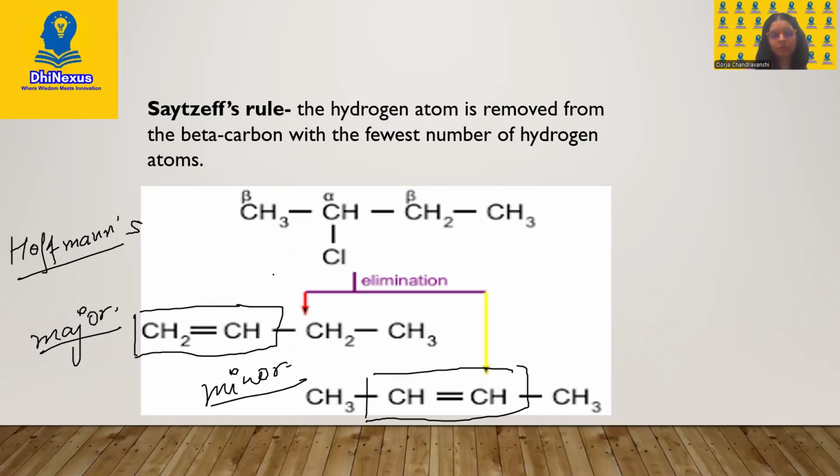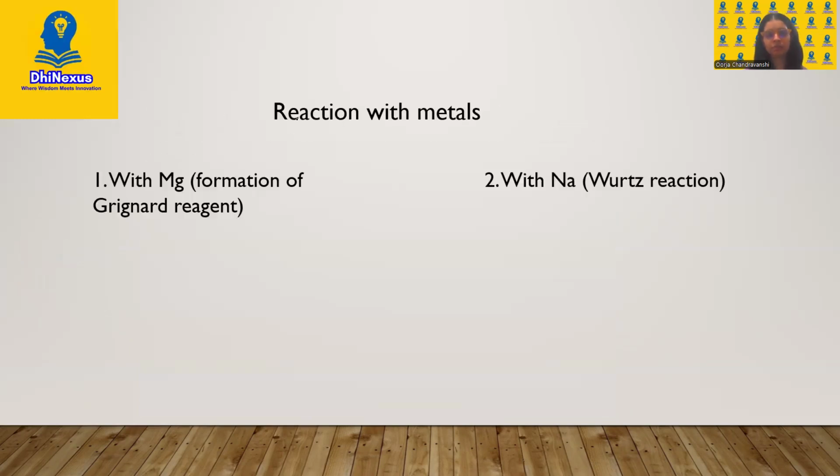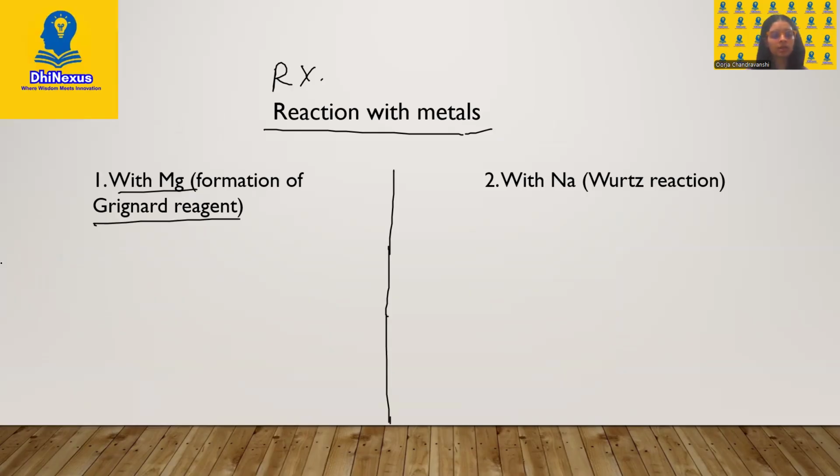Moving on, we'll be looking at the next type, which is reaction with metals. So alkyl halide can react with two types of metals. First, we see, let me write the general equation. We have RX plus Mg giving me RMgX. This is called Grignard reagent.